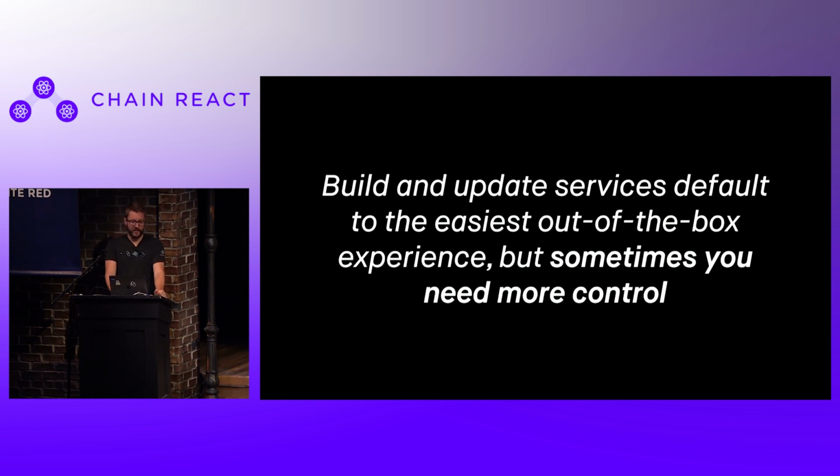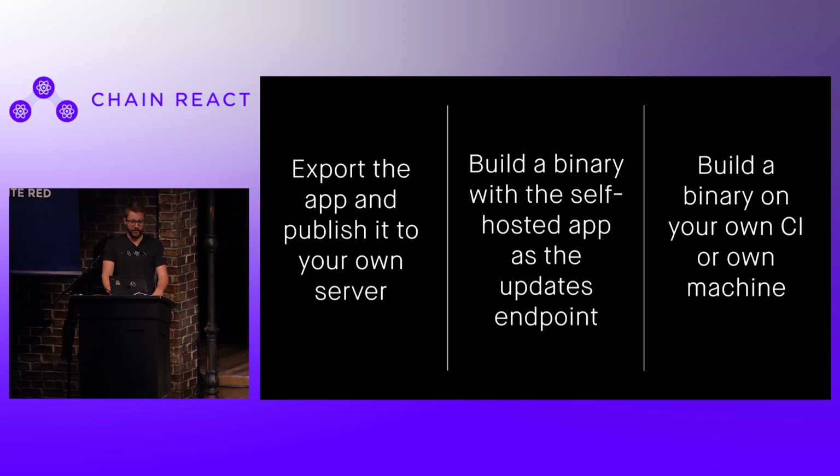So the build service and the update service default to the easiest out-of-the-box experience, but sometimes you need to have more control than that. It's common for organizations to have policies where their apps need to be hosted in a certain place or cannot be hosted in certain places. For example, Valve uses Expo for the Steam chat app, and their policies require that they host their own app bundles and assets. And so in order to do that, they can run expo export to create the JavaScript bundle and other artifacts associated with the release. Then they upload it wherever they like. When they run expo build later, they just point it to wherever they uploaded the release, and it will build against that release.